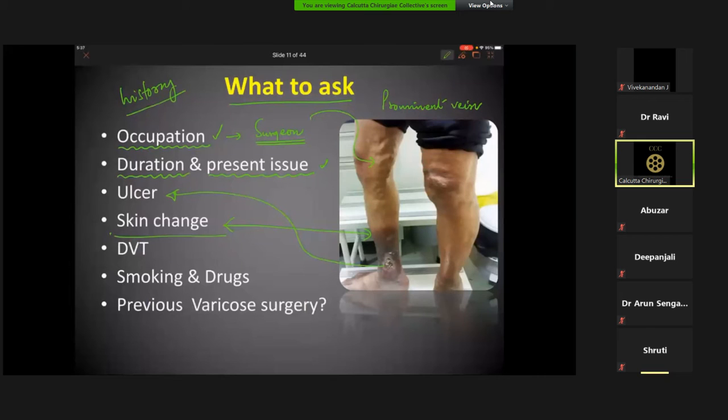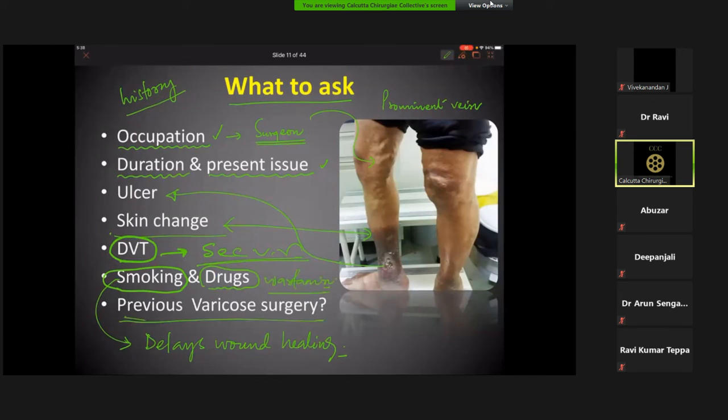There will be a history of DVT if you are talking about a secondary varicose vein. So take a history of a secondary varicose vein. Smoking does not produce a varicose vein. So now there is a misconception, misinterpretation. But smoking delays the wound healing. Always remember that. Drugs like warfarin, if taken, will mean that the patient has a chronic venous disease. History of a previous varicose vein surgery suggests that the patient has a recurrent disease.